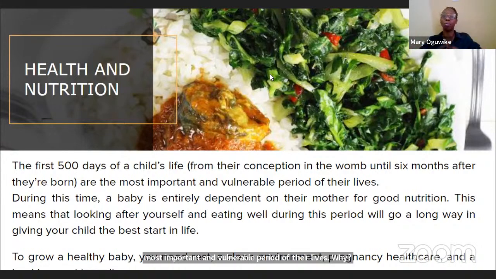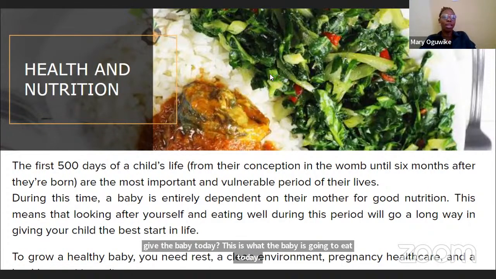So whatever you give your baby, that is what your baby is going to take, because they are still very young, they can't make decisions. So you have to be the one to make the decision. Okay, what am I going to give the baby today? This is what this baby is going to eat today. So they are entirely dependent on the mother for good nutrition.